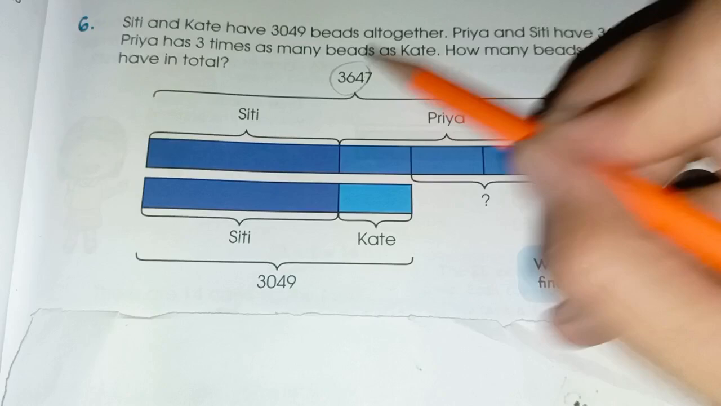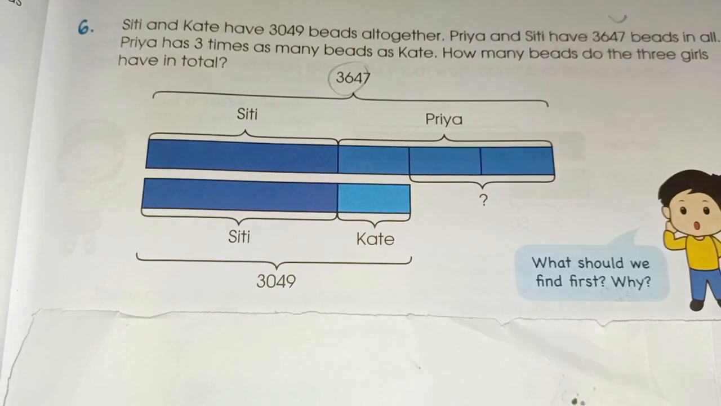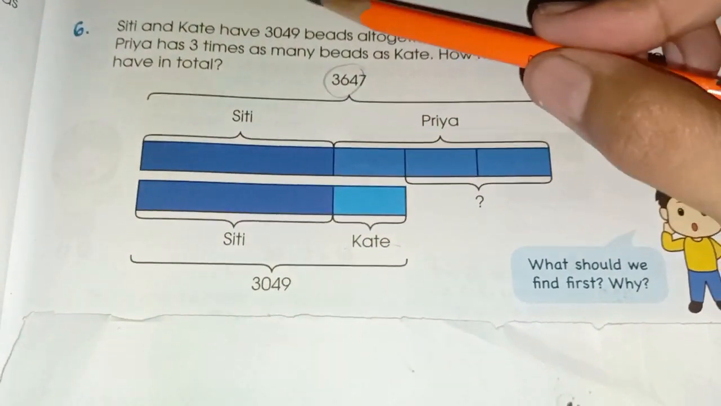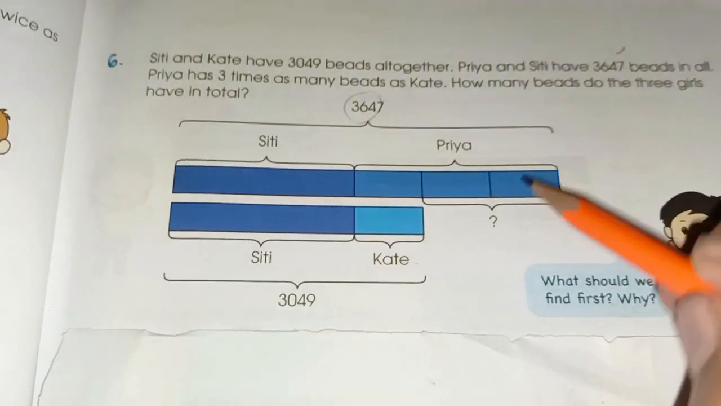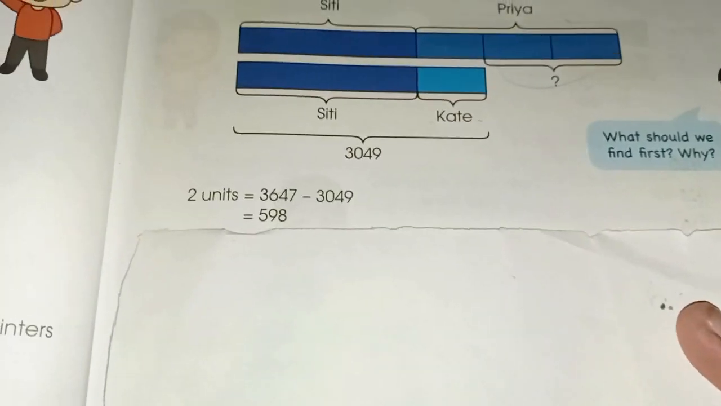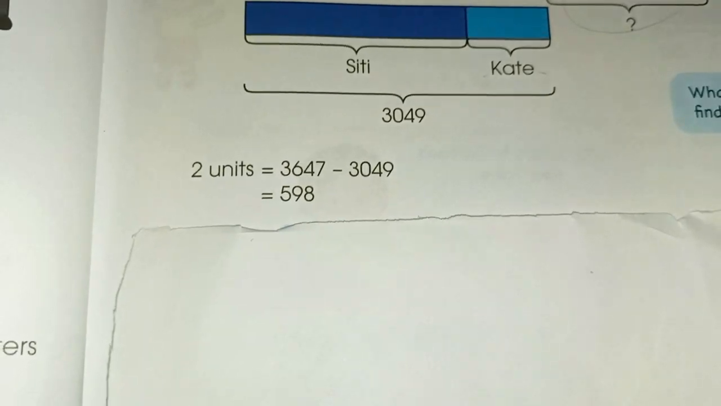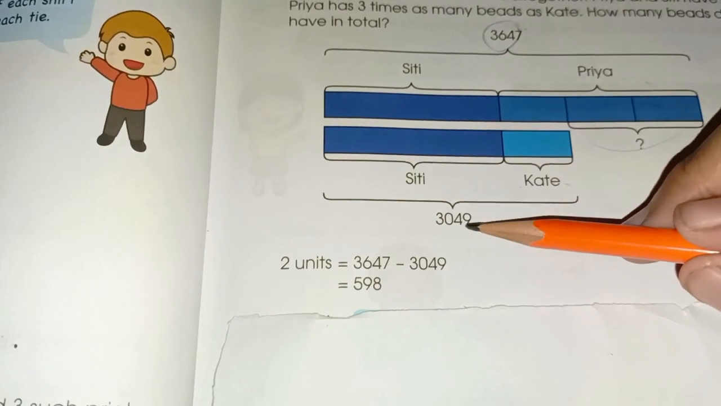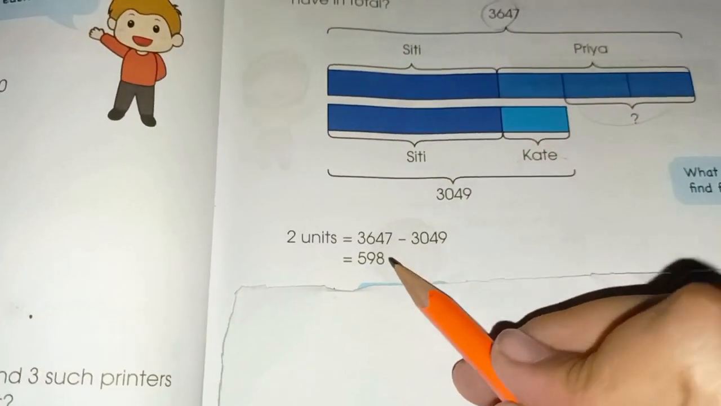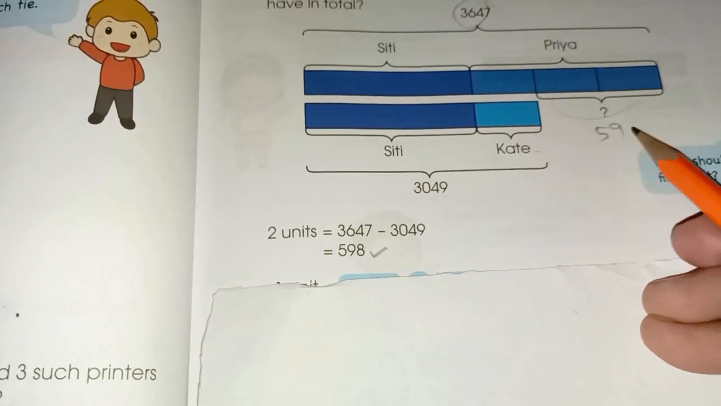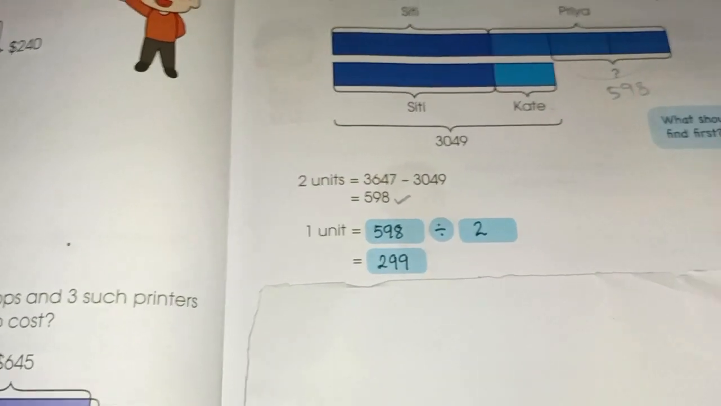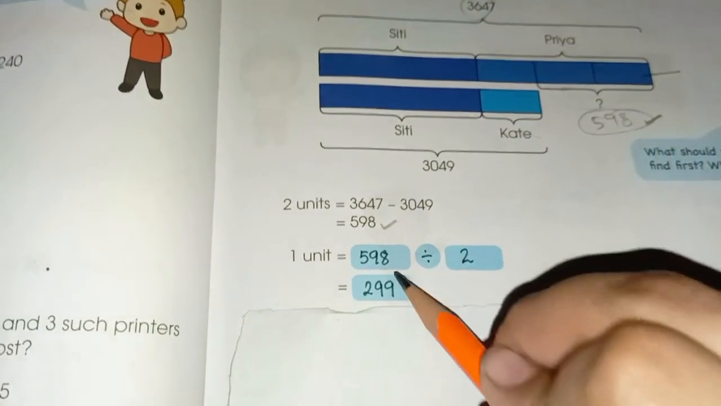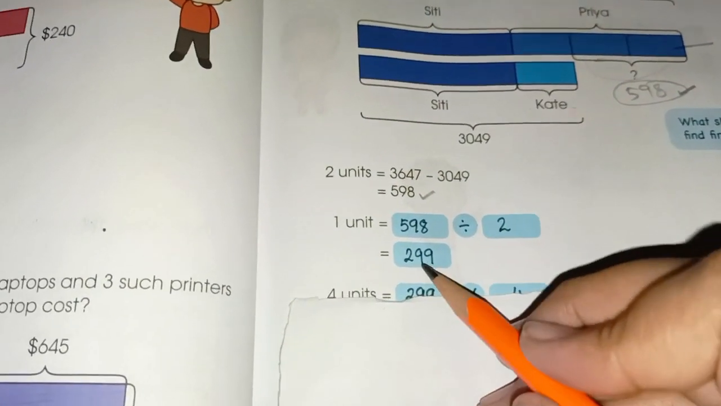So the total number of beads here, the beads of Priya and Cathy, and we have to find Priya, Cathy and Kate. So we have Cathy and Kate 3,049. We have to find the remaining 2 units of Priya. So here we have 2 units. We are going to subtract 3,049 from 3,647. So we get the answer 598. It means these 2 units are 598. Now we have to divide 598 by 2 because we have to find the 1 unit. So when we divide 598 by 2, we get the answer 299.